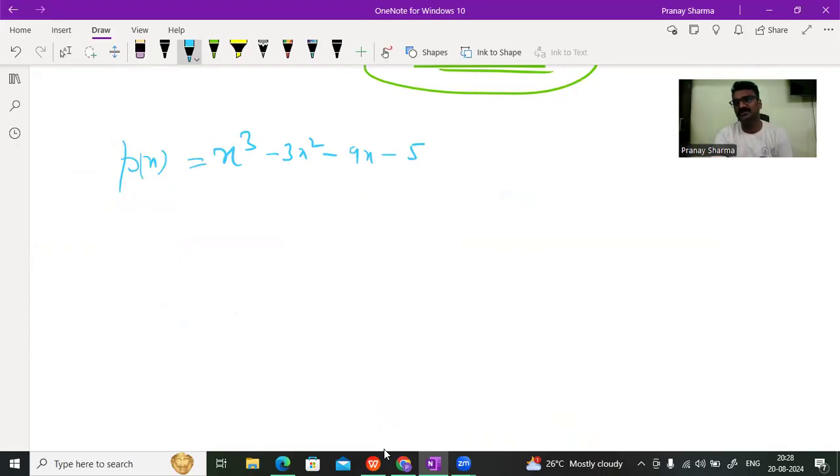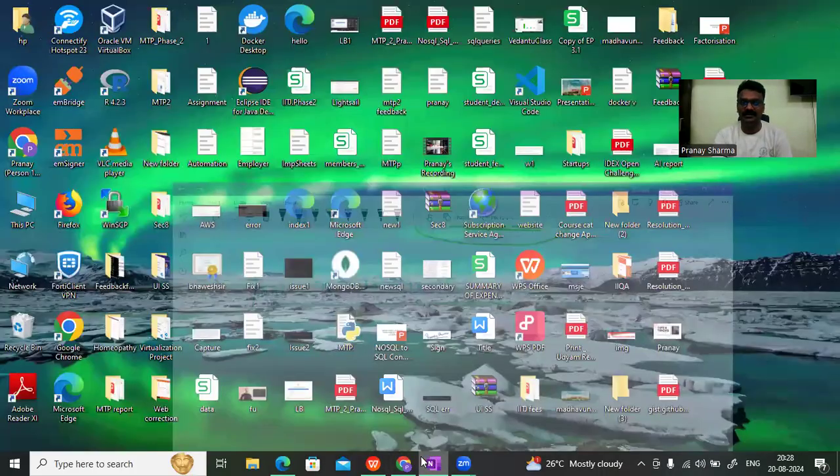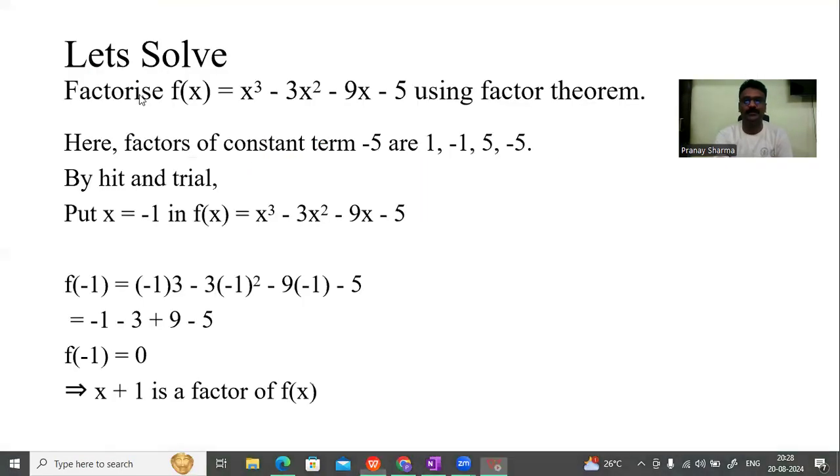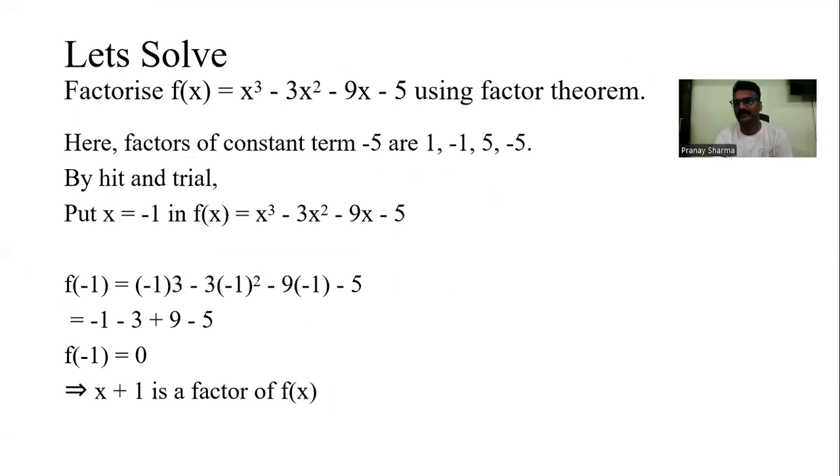If you focus on the constant term, which is minus 5, what are the possible factors? The possible factors are 1, minus 1, minus 5, and 5. Fine. So why do we need to identify possible factors of the constant term? Because this is something that we will be substituting in p of x or f of x, right? So that we are just checking the possibility if we get 0. If we get 0, that means factor theorem can be applied.